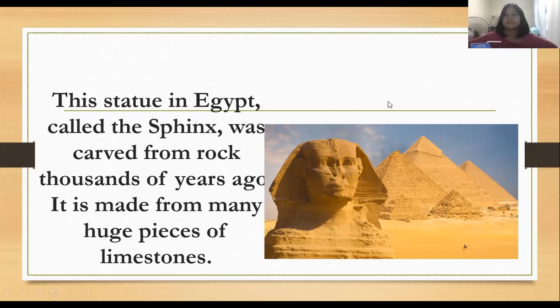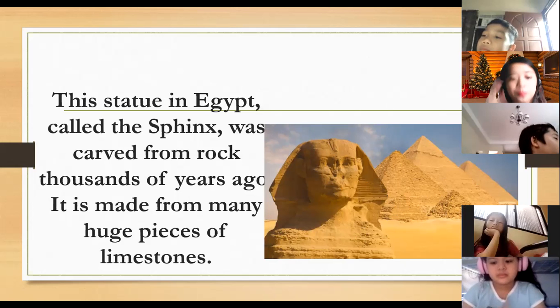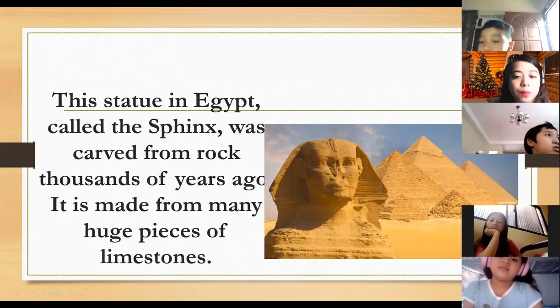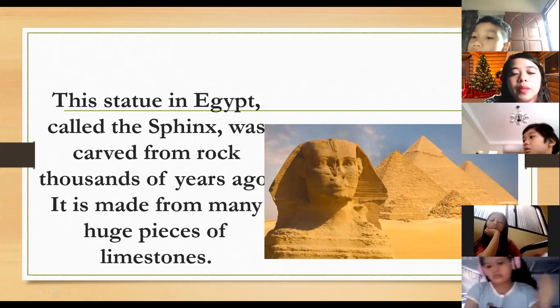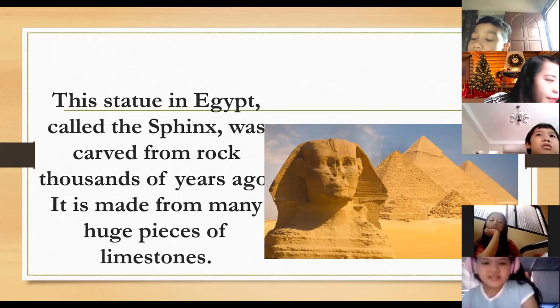It's so heavy. Okay, so this one is the statue in Egypt. We call it the Sphinx. It was carved from rock thousands of years ago. It is made from many huge pieces of limestone. Can you imagine that? Before, I actually saw a documentary about how the people created this Sphinx. Why did they want to create this? It is because of the pharaoh.